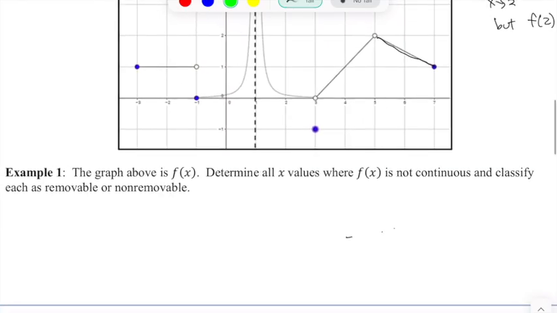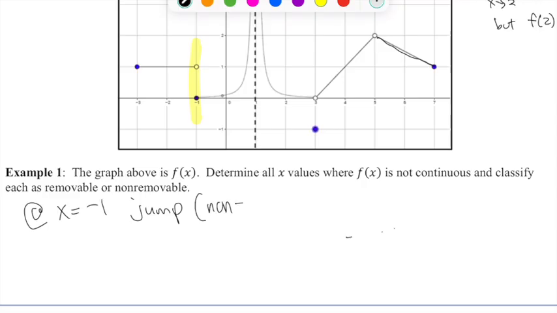All right, so here's the graph. Determine all the x values where you are not continuous and classify each as a removable or non-removable discontinuity. So here's the first one. This is at x equals -1, and we have a jump discontinuity, which is non-removable.